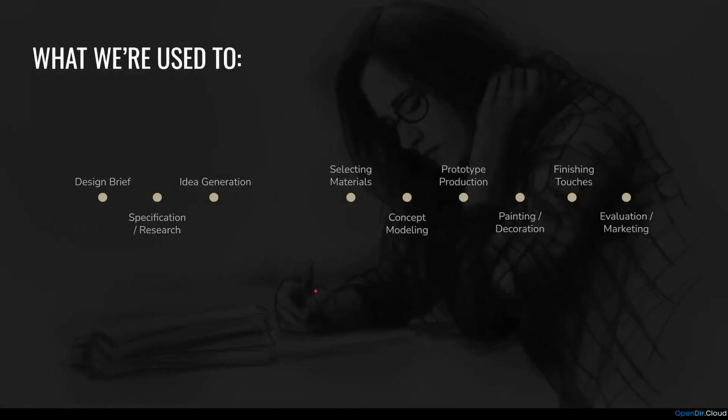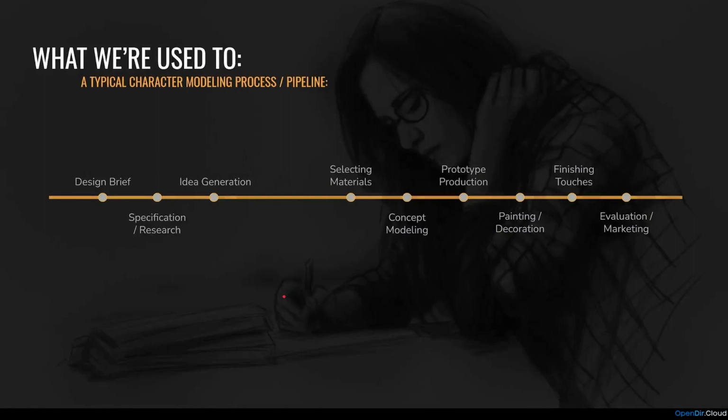Okay, so let's go through those points. We'll plot that line again and adapt it a little bit for a typical character modeling process or pipeline. So we'll put in our start and finish. We'll change our design brief to specifically a character brief. So what is our character going to be like? What are we going to do? What do we want to make? And then we'll gather some references from the internet, i.e. making our own specification sheet and looking at ideas.